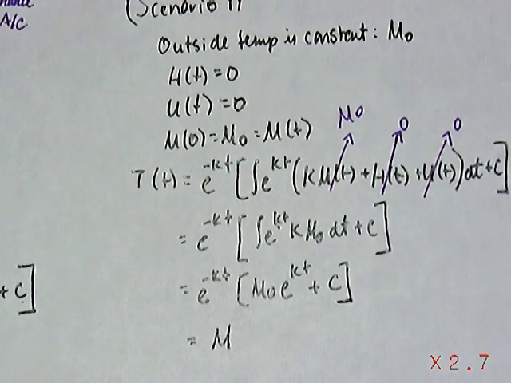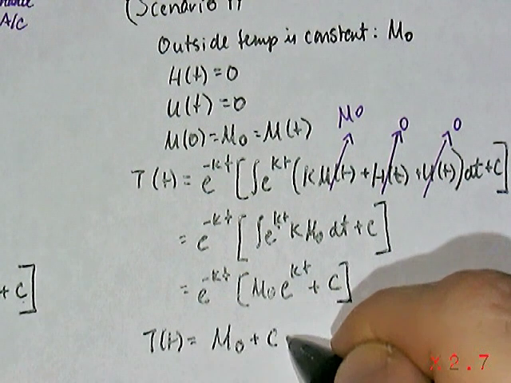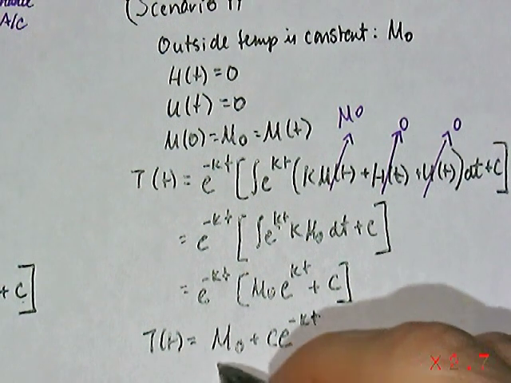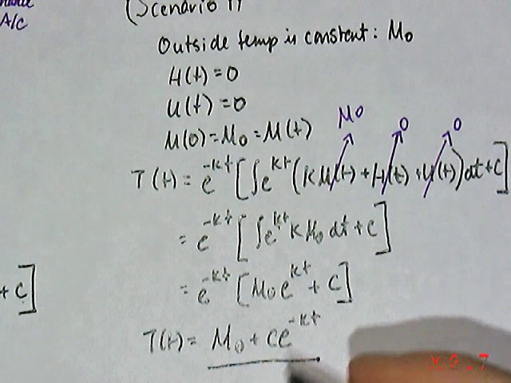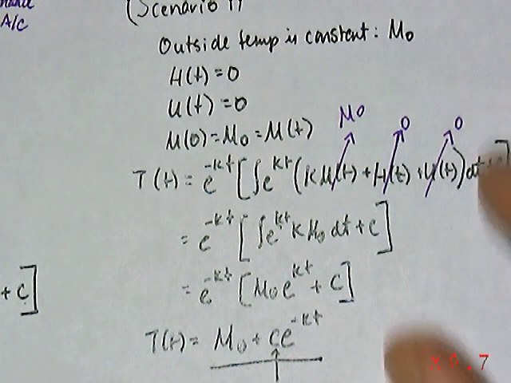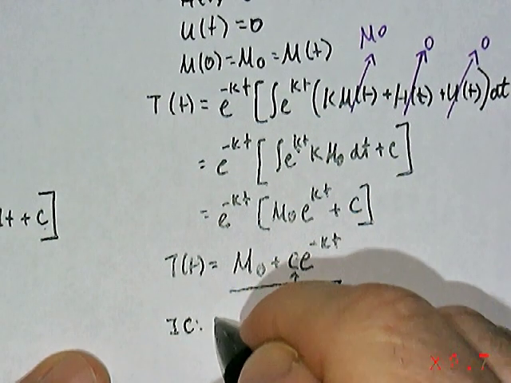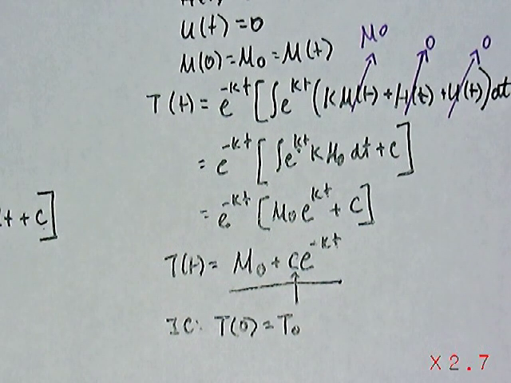And what you would have is that T of t is just simply m0 plus c times e to the minus kt. Okay. And of course, if we had some initial temperature for inside the building, and let's assume we do, because we could remove this constant, we can actually determine it if we have an initial condition. So let's assume that the initial condition we have is that initially the temperature inside the building is this value T0.